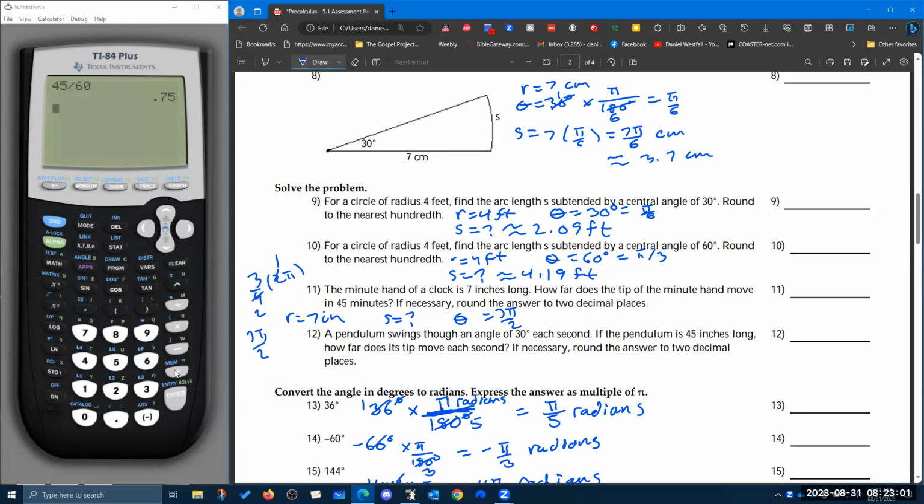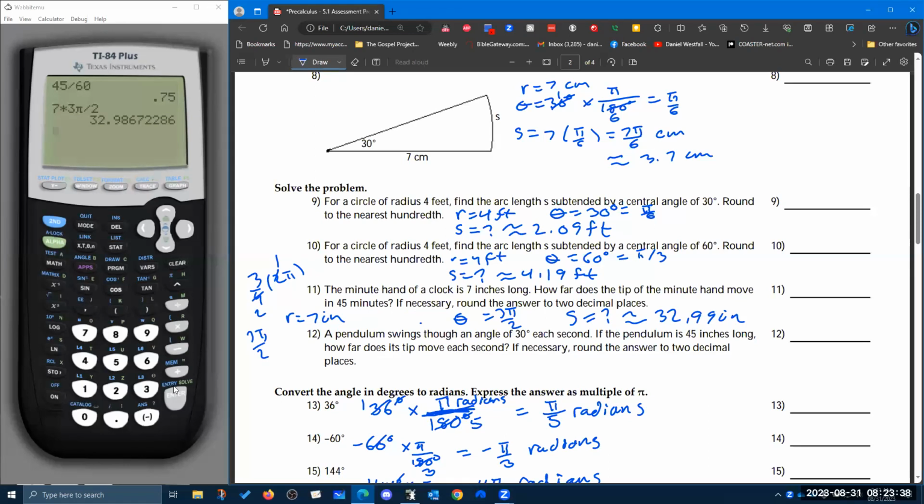And then we're going to multiply here 7 times 3 pi over 2. And S is about, round to 2 decimal places, 32.99 inches is about how far it goes.